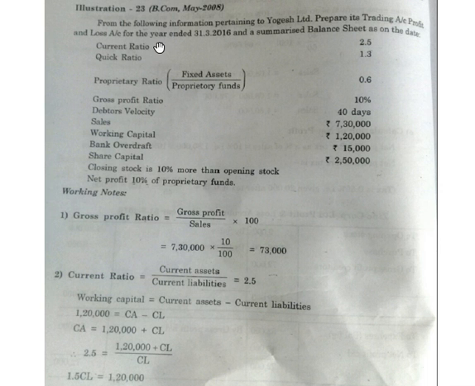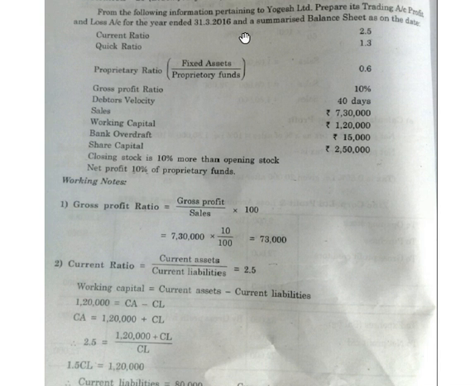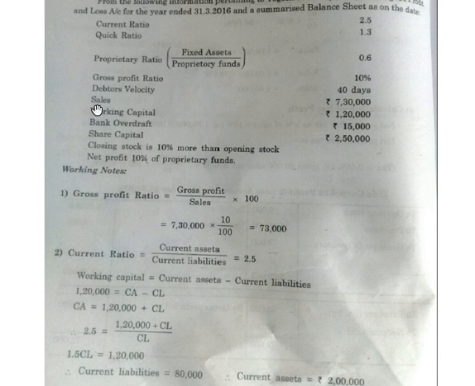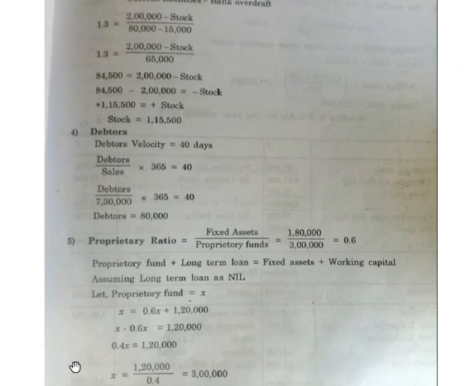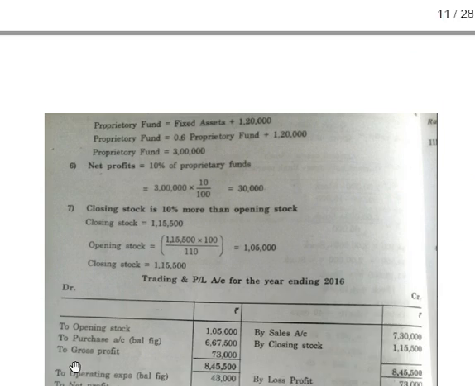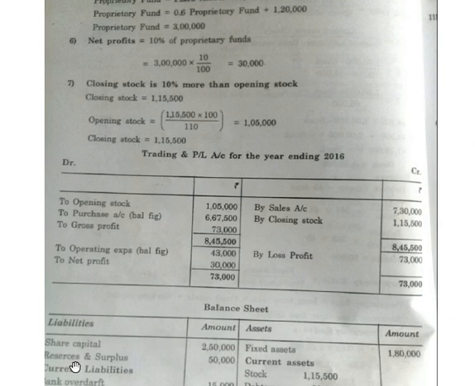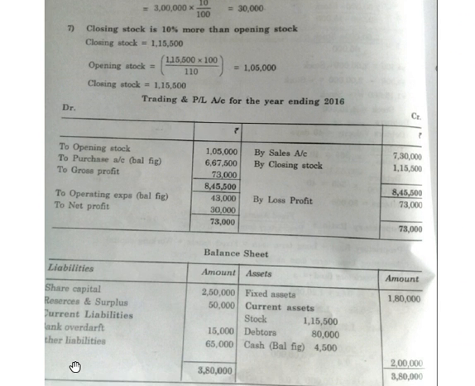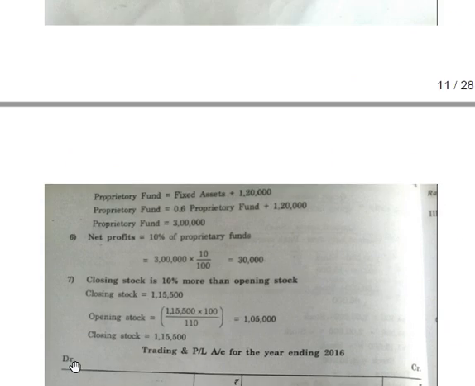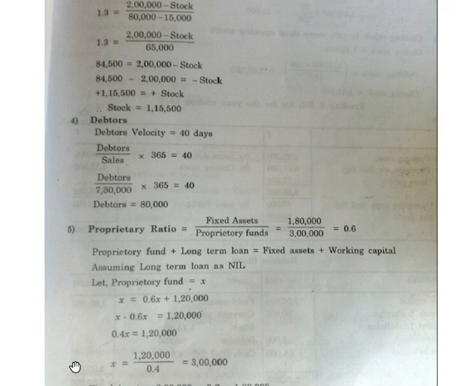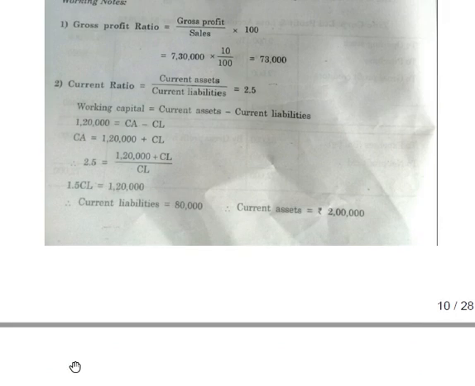Next question: from the following information pertaining to Yogesh Limited, prepare its trading account and profit and loss account for the year ended. They have given the ratios and the amounts of certain items. We are supposed to calculate and prepare our balance sheet. When we get questions like this, whatever information is given, keep it, and calculate one or the other item amounts so that we can put it up in a balance sheet, and the balance sheet needs to tally. That is very, very important.